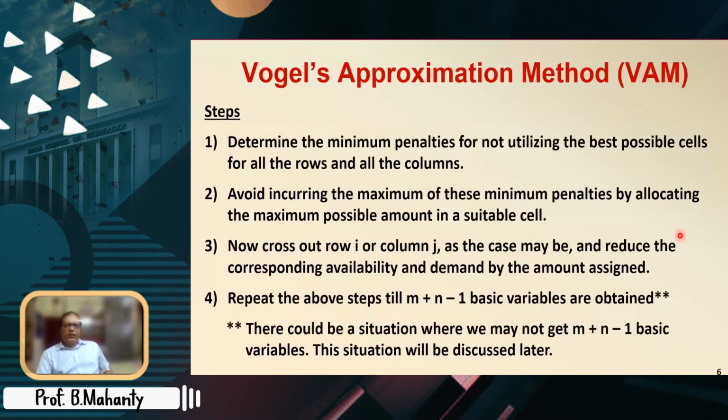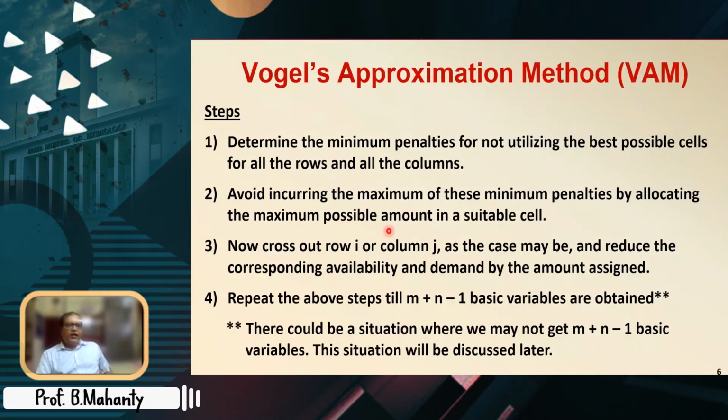Now, a good initial solution must be obtained right in the beginning. Otherwise, we have seen, if we use some other rules like the northwest corner rule, then we have to have lots of iterations while solving the transportation problem. What Vogel's approximation method does is obtain the minimum penalties for not utilizing the best possible cells for all the rows and all the columns. And allocation has to be made in such a manner that the maximum of these minimum penalties is avoided.